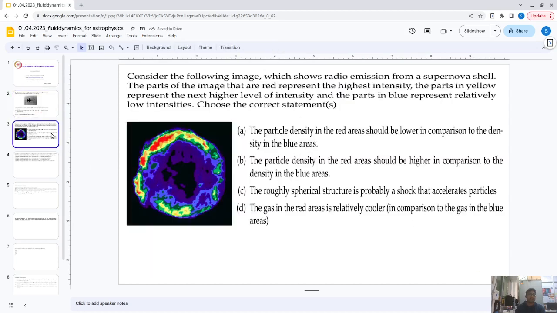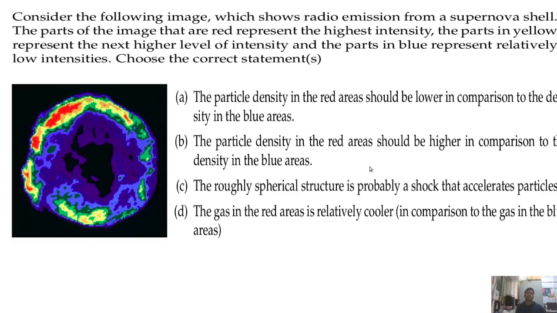Now let's move on to the next question. Consider the following image which shows radio emission from a supernova shell. The parts of the image that are red represent the highest intensity. The parts in yellow represent the next higher level of intensity. Parts in blue represent relatively low intensities. So choose the correct statements.